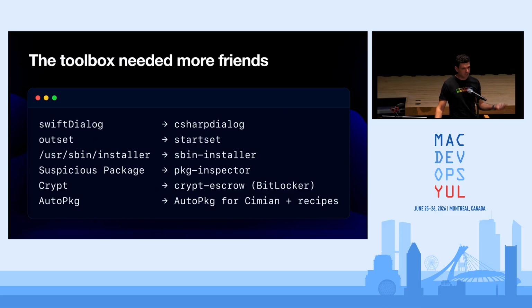So Swift Dialog, I got a C# dialog. Outset, because we use Outset, there's a version for that. I mentioned Installer, Suspicious Package, I have an app called Package Inspector. Crypt, if anybody uses Crypt, there's a C# version. I know there was already one for Windows, but it was kind of old, so this one has a bunch of little modern things I put in there.